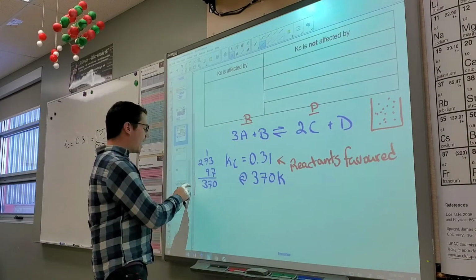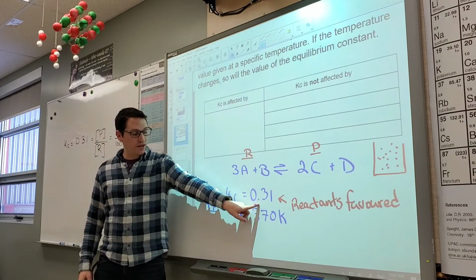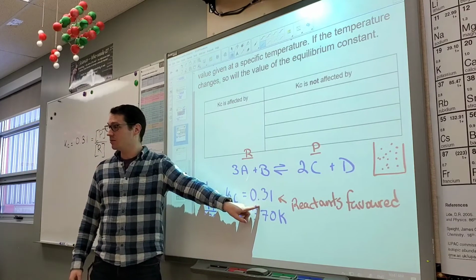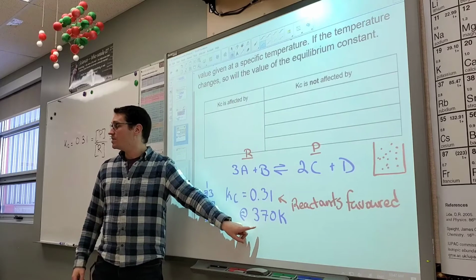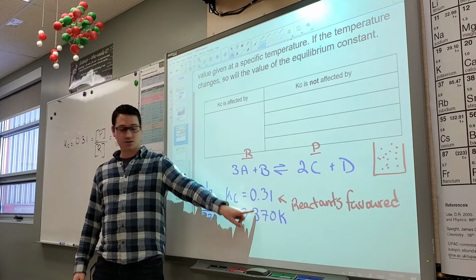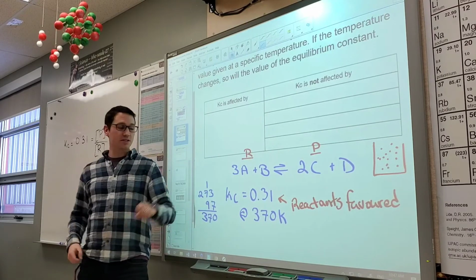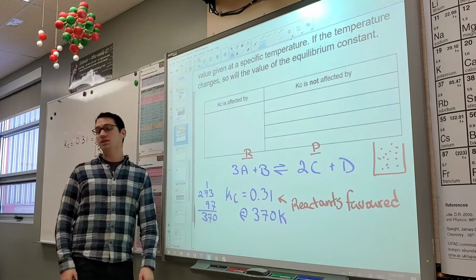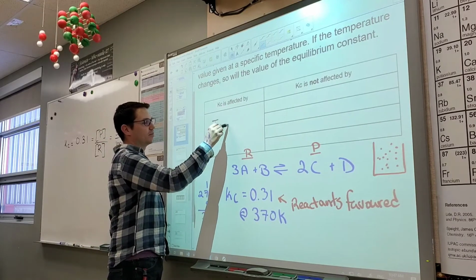So how can we change Kc? What's the only thing we can do to change this Kc? Remember, this Kc is only true at this temperature. So what happens if we change the temperature? What do we also change? The velocity. We change the velocity of these particles, and that changes the value of Kc, right? Kc is only affected by temperature.